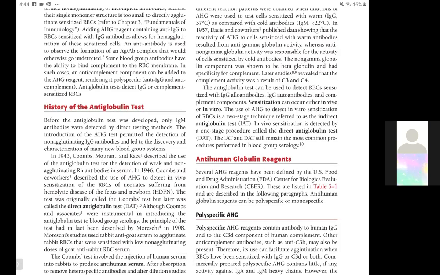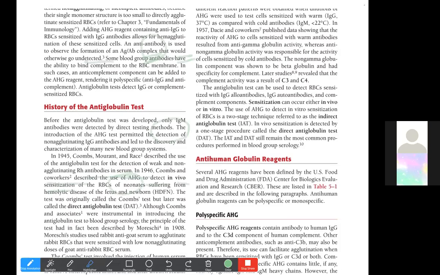Its first use was actually in HDFN measurements, because the test was originally called the Coombs test, after Coombs, who used this to detect the in vivo sensitization of the RBCs of neonates suffering from hemolytic disease of the fetus and newborn. The test was originally called the Coombs test, but later was called the direct antiglobulin test. So these are both synonymous names, the Coombs test and the direct antiglobulin test.